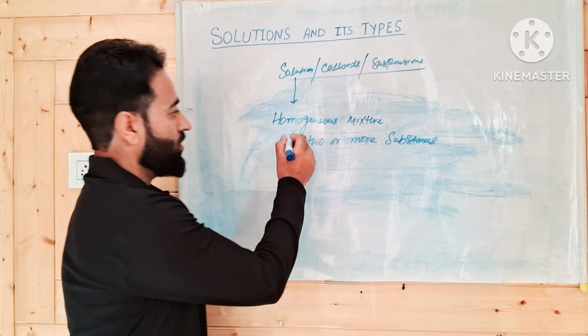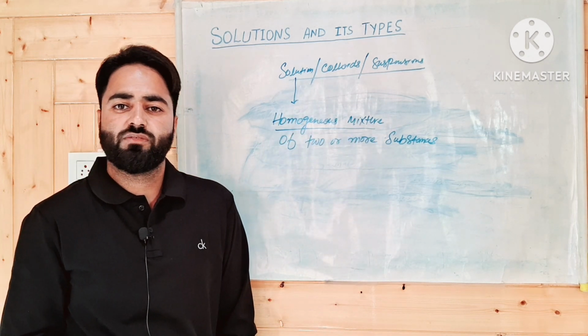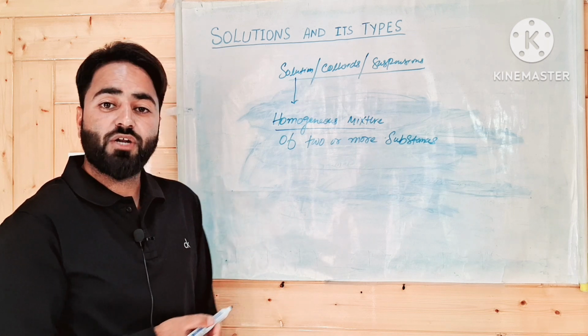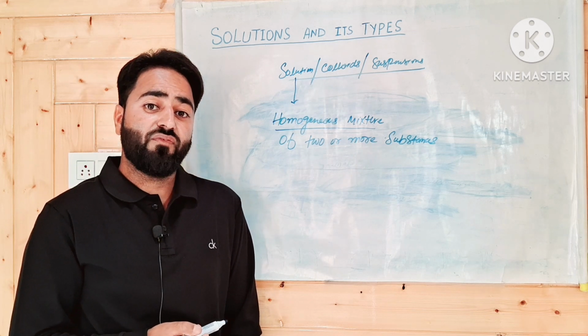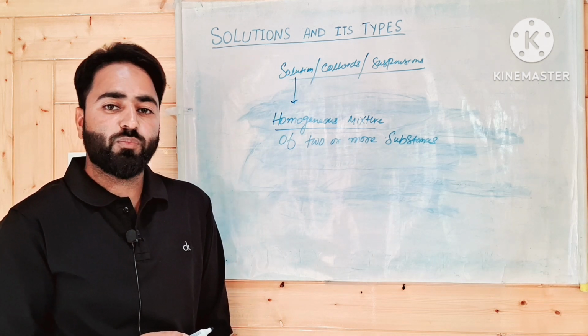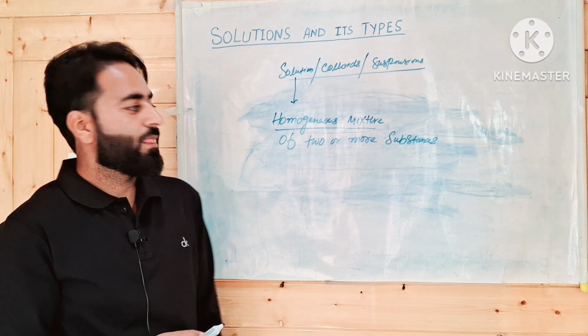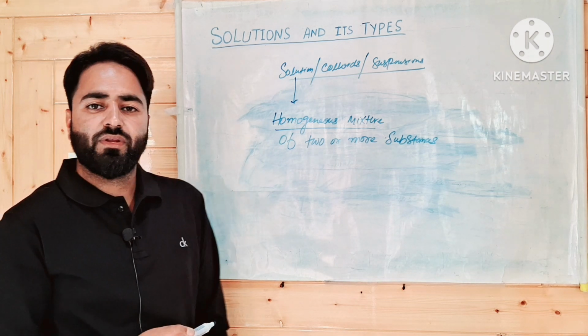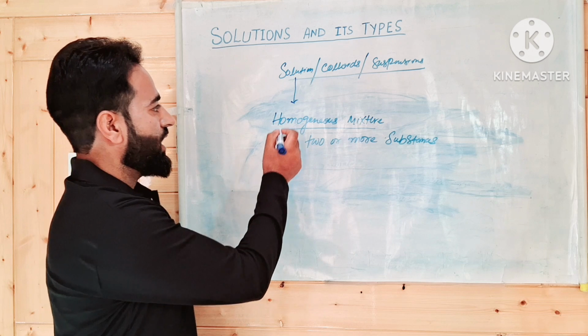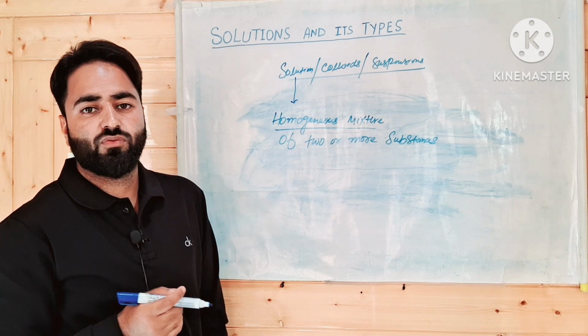What is this homogeneous mixture? We have already discussed the homogeneous mixture. A mixture is said to be homogeneous if it has uniform composition throughout. That is, the components of a homogeneous mixture are equally arranged and distributed. You can watch my previous lecture about mixtures and its types.